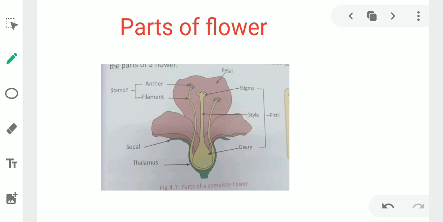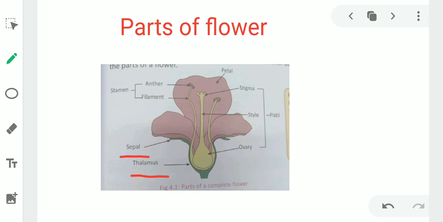Parts of flower. First part is thalamus. Thalamus is the basal part of the flower. All other parts are attached to the thalamus. Next is sepal.